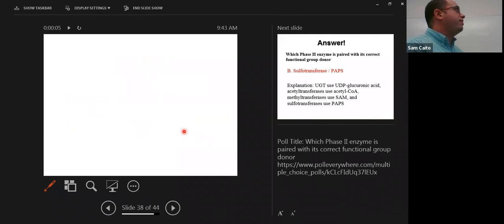So which of these phase 2 enzymes are paired with the correct functional group donor?